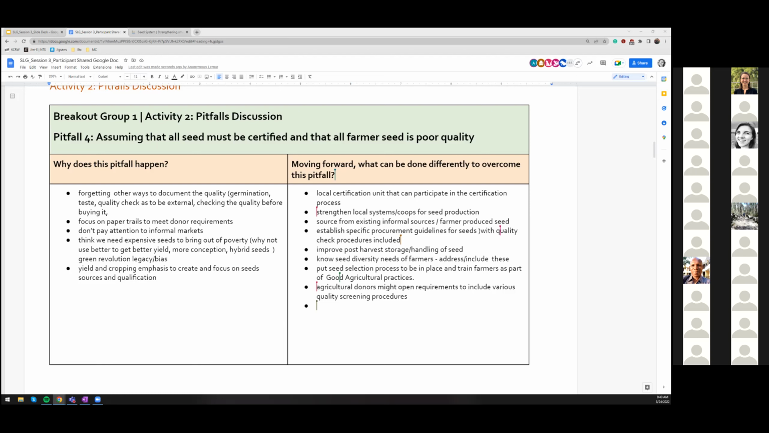At times we also think that we need expensive seed to bring people out of poverty. We say, why can't you buy seed that can yield a lot per hectare? So we try to push some to buy hybrid seed, from which a farmer cannot reserve seed. Another element is that in several cases, we link yield and cropping season. We put more emphasis on those aspects, rather than focusing on seed source, seed quality and seed qualification.